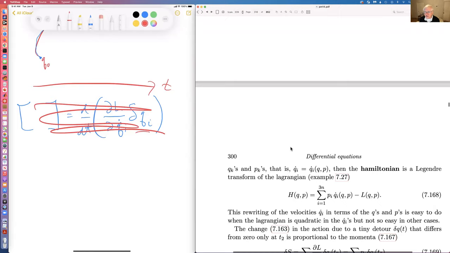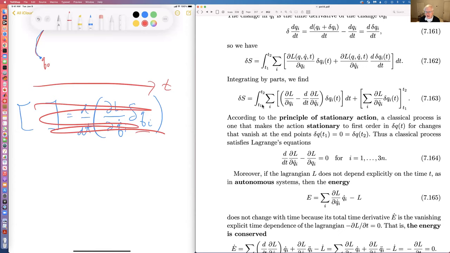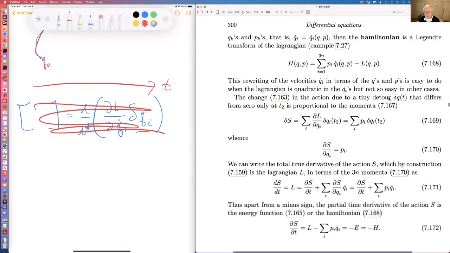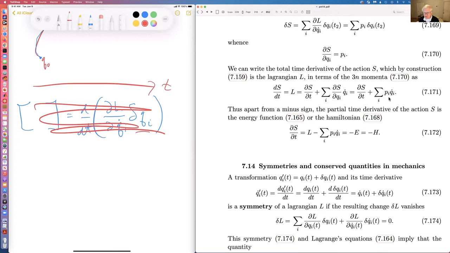Okay, so what's the change in the action? Well, we're saying there's no change in the integral. There's just this change and only at T2. Then it's the momentum times the change there. And so that gives you a formula, namely that partial S partial Qi is Pi.